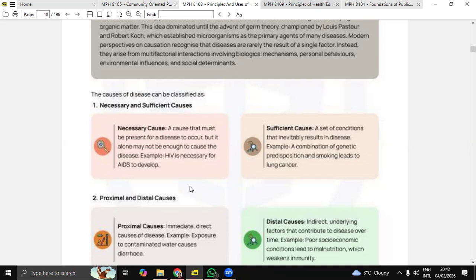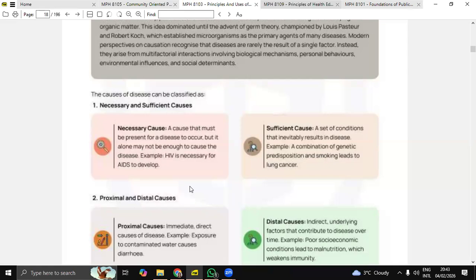So it's referred to as a necessary cause. It must be present for that disease to happen, but by himself, he cannot start the process. But if he's not there, the disease can never happen. Never. So that's for necessary cause.